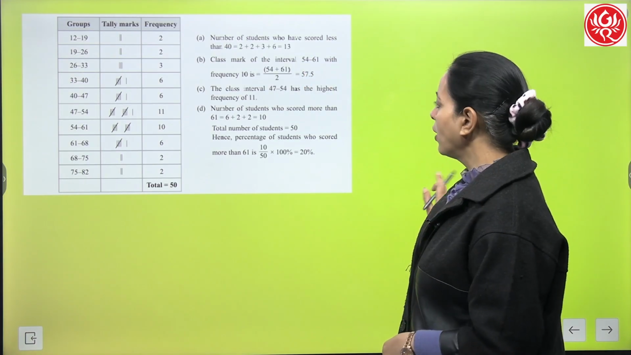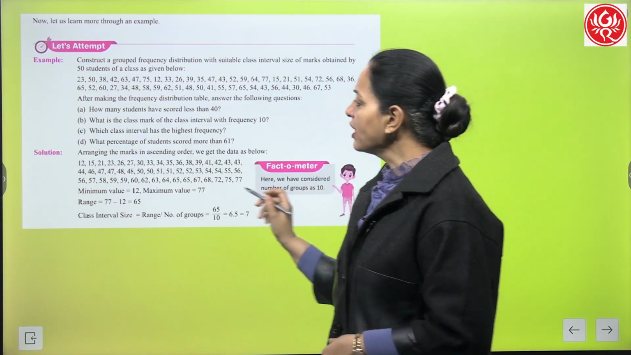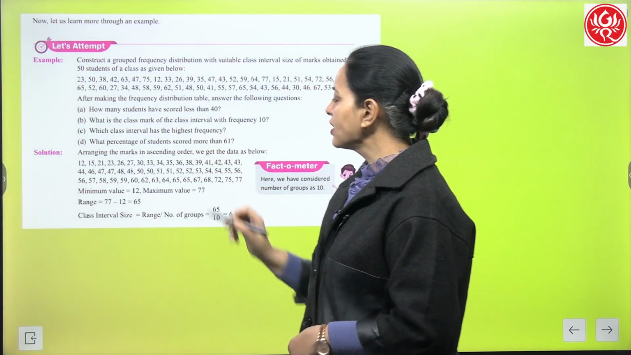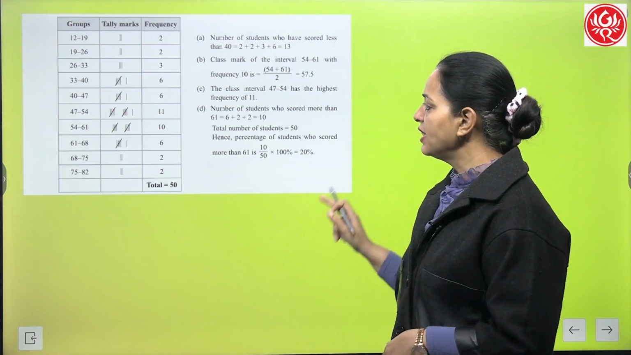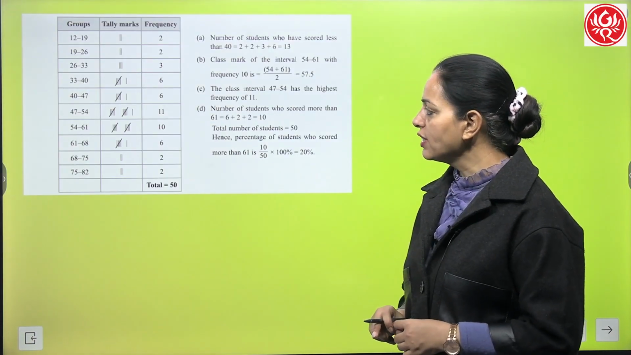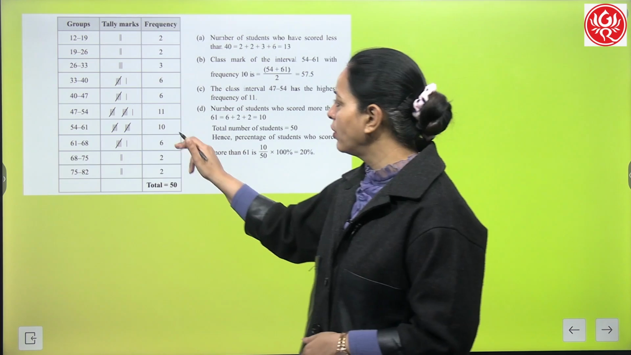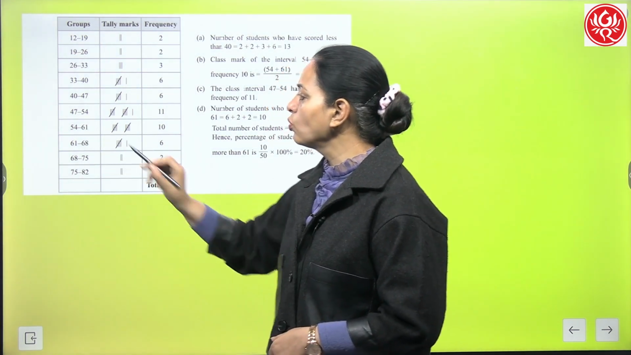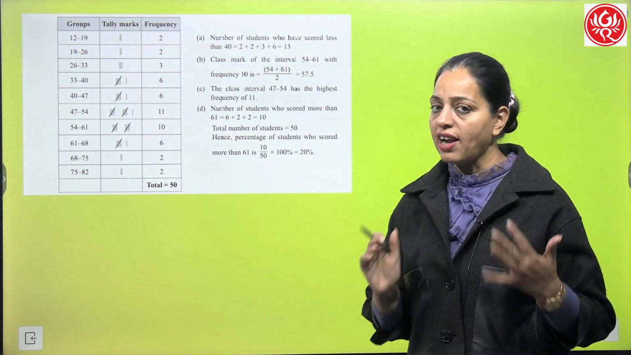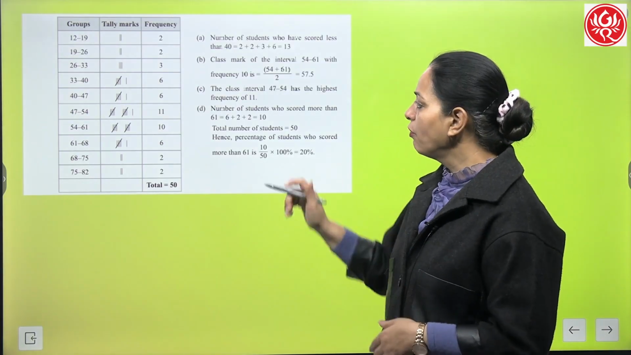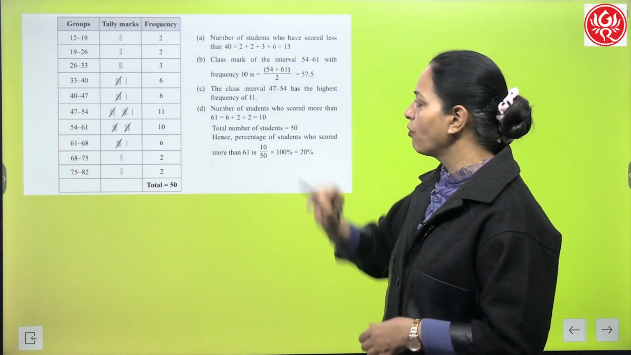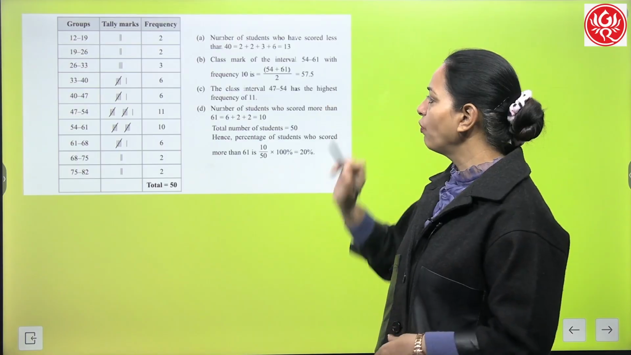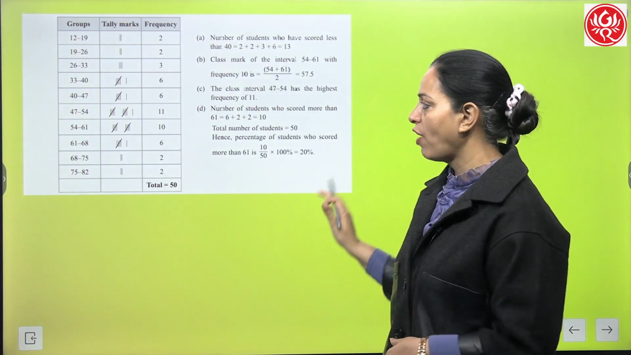Now the B part, what is the question? What is the class mark of the class interval with frequency 10? So with frequency 10, which class interval? That is 54 to 61. हमें इसका class mark find करना है, means 54 plus 61 divided by 2, that is 57.5.